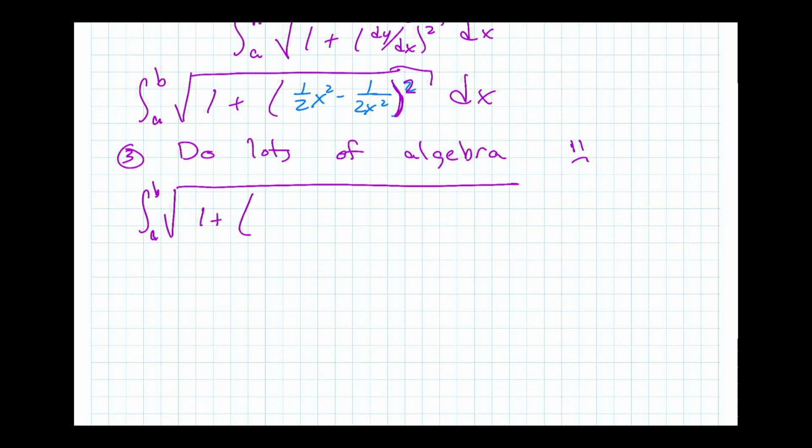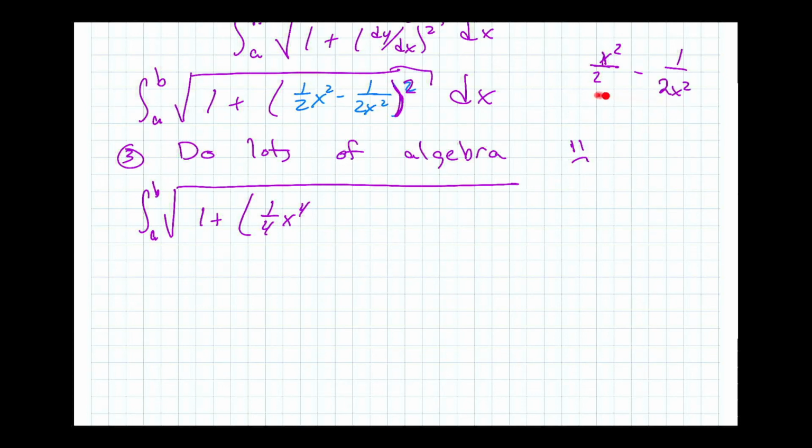FOIL this out. So multiply this out because it's squared. So you're going to have to FOIL it. So 1/2 x squared times 1/2 x squared is 1/4 x to the 4th. Then 1/2 x squared times 1 over 2x squared, right? So that's, I need to write it like this so we can see x squared over 2. That's the first one. And then 1 over 2x squared.